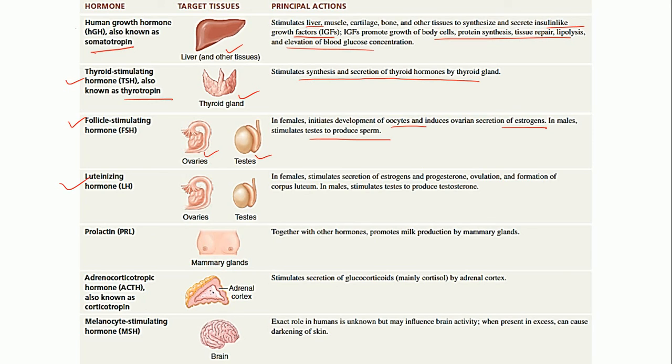Luteinizing hormone again acts in ovaries and testes. In females, it helps in production of estrogen and progesterone, ovulation and the formation of corpus luteum, and in males, it stimulates the testes to produce testosterone. Prolactin acts on the mammary glands. Together with other hormones, it promotes milk production by the mammary glands. Next hormone, ACTH, also known as corticotropin, acts on the adrenal cortex to secrete glucocorticoids. And the last hormone, melanocyte stimulating hormone or MSH, acts in the brain. It might be involved in brain activity. Apart from that, it causes the darkening of the skin.